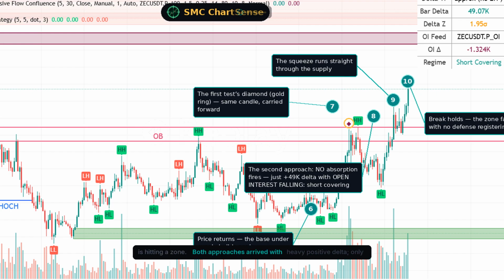Both approaches arrived with heavy positive delta. Only one had open interest falling, and that one was forced covering, the single most common way a well-defended supply zone gets run over. And third, a zone's second test is not its first. Defenses deplete, and the panel describes the current battle, not the previous one.